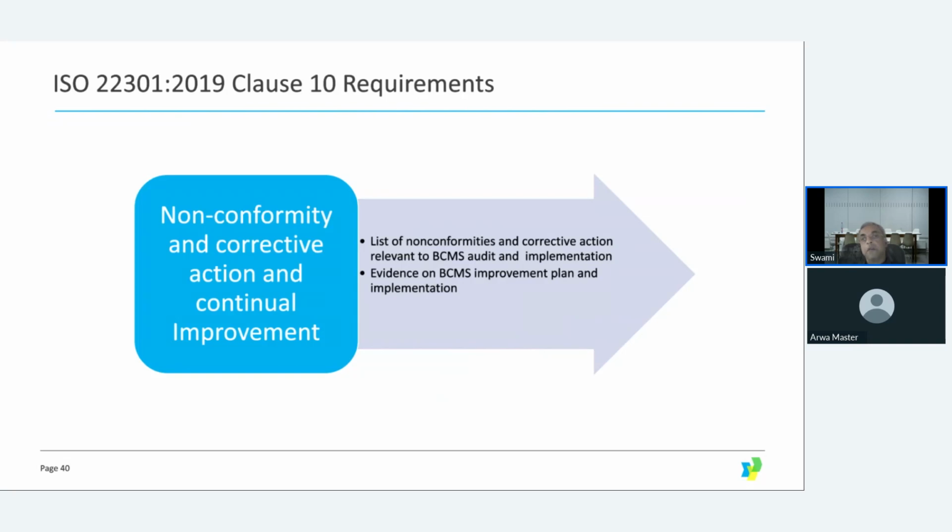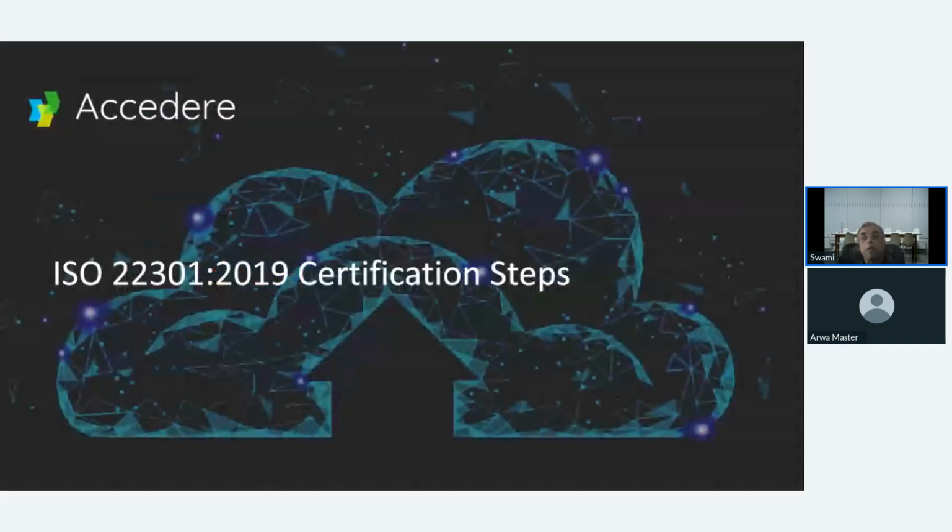So now, as we see that in ISO 22301, we are using the Plan Do Check Act model, where classes 4 to 7 are going to be the plan, and class 8 is for do, and class 9 for check, and class 10 for improvement or act on whatever improvement plan that you are identifying. So these are all the requirements as per the ISO 22301 classes, and we will be seeing how to go about our certification steps.